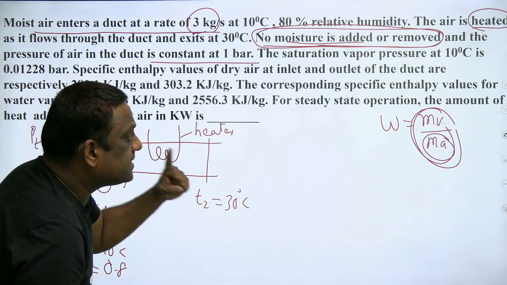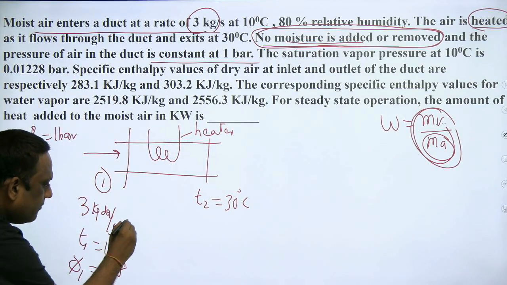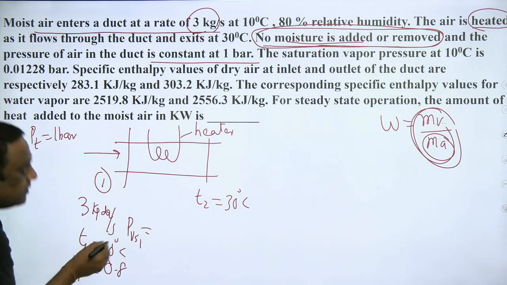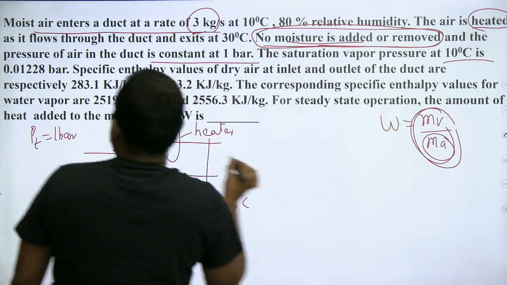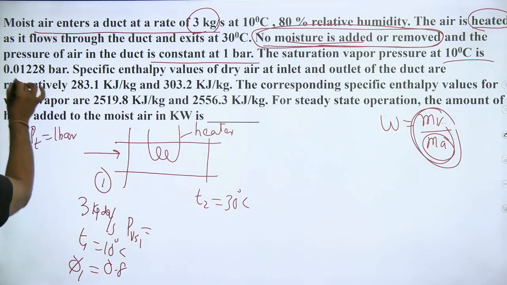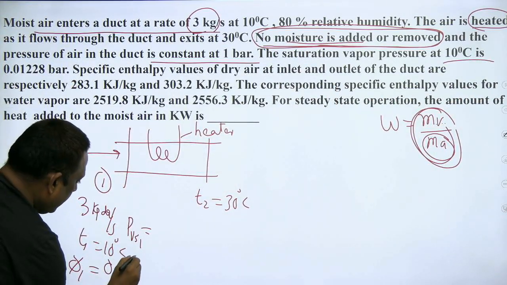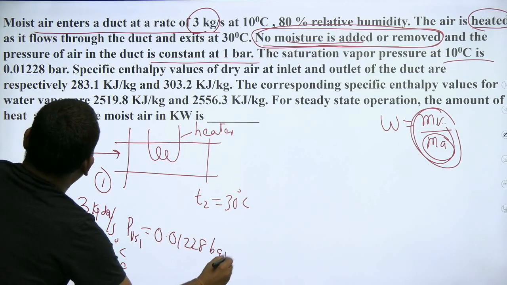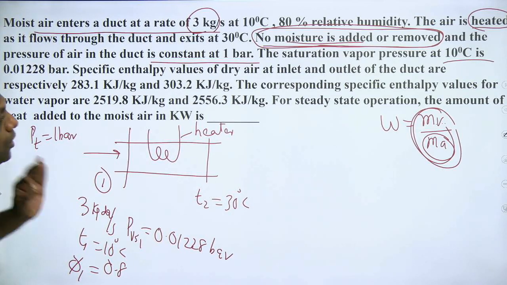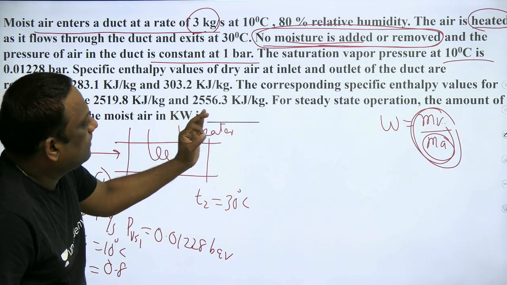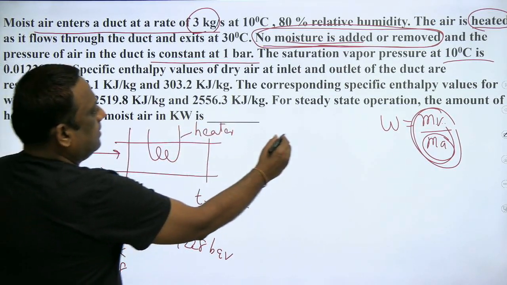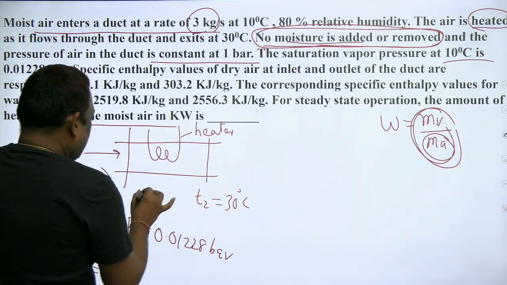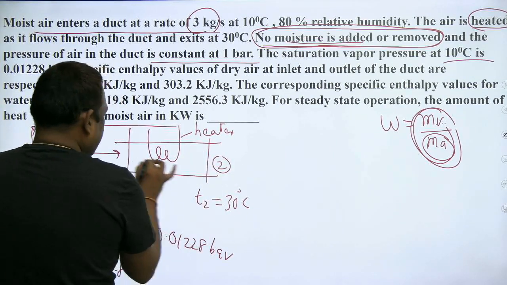The saturation pressure at 10 degrees, this is 10 degrees, so I will write it as PVS1 because 10 degrees is taken as 1. The saturation pressure at 10 degrees is how much, my dear students? 0.01228. Of course, it is in bar. Okay, no problem at all. Now, what is the amount of heat added? Excellent, my dear students. Let this be 1, let this be 2.